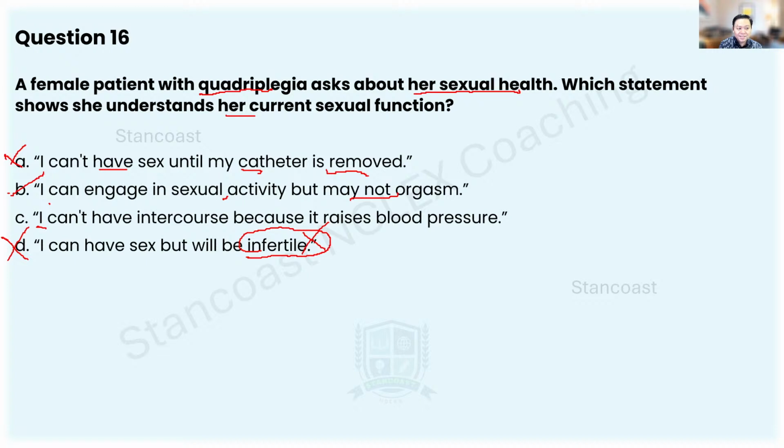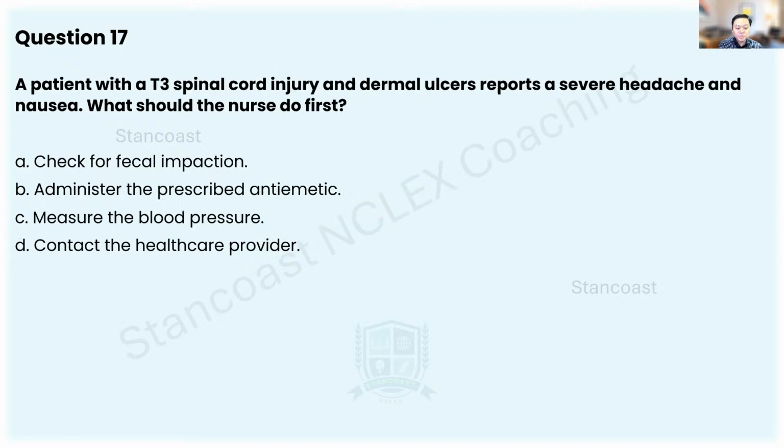If you had answered letter C, I can't have intercourse because it raises blood pressure, it's not known to cause that one. No brain connection. Let's have number 17. I believe this would be the last test item. A patient with a T3 spinal cord injury and dermal ulcers reports a severe headache and nausea. What should the nurse do first? Is it A, check for fecal impaction, B, administer the prescribed antiemetic, or is it C, measure the blood pressure, or D, contact the healthcare provider?